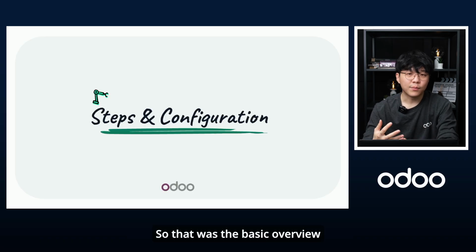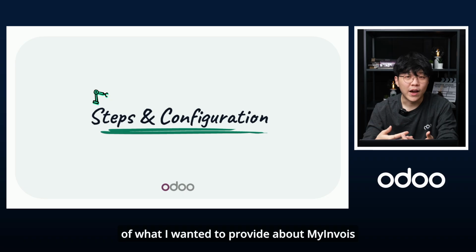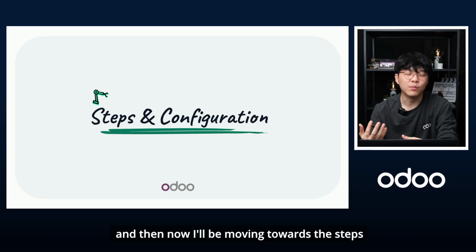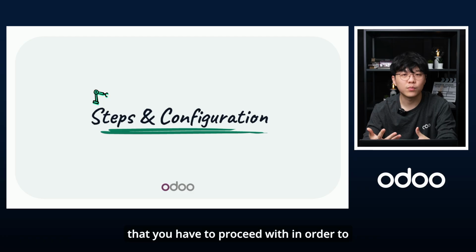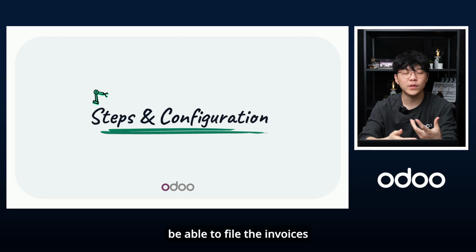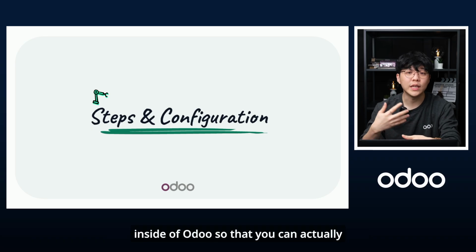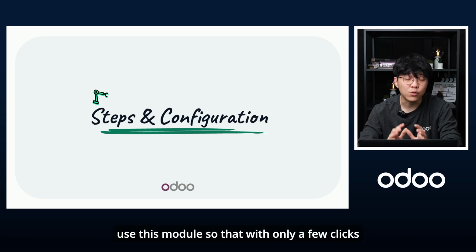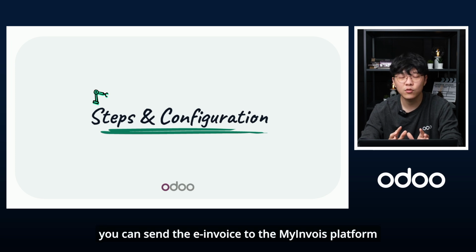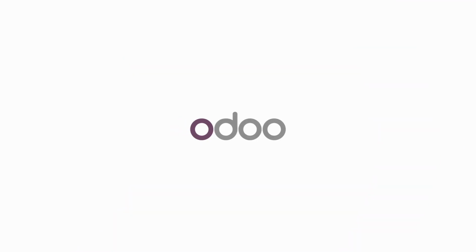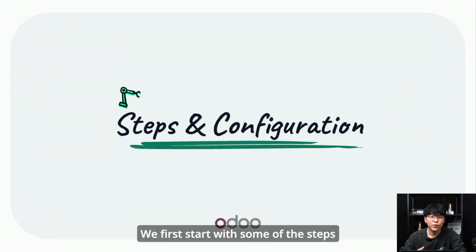So that was the basic overview of what I wanted to provide about MyInvoice, and now I'll be moving towards the steps that you have to proceed with in order to be able to file the e-invoices, and also the configuration that you need to do inside of Odoo so that with only a few clicks you can send the e-invoice to the MyInvoice platform. Now, we first start with some of the steps that you need to do outside of Odoo, and then we'll move on to the steps that you need to do inside of Odoo.